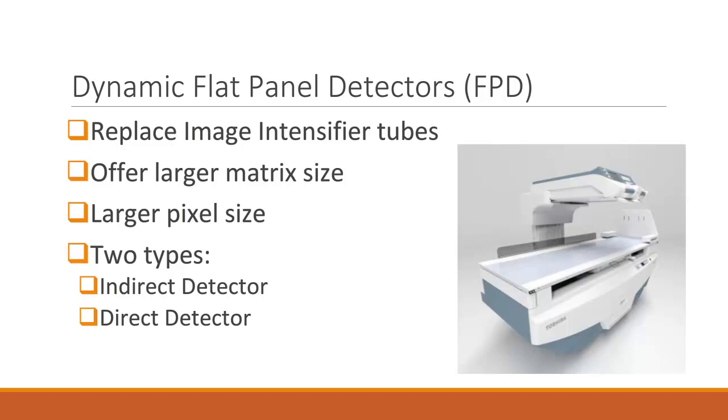The dynamic flat panel detectors, or FPD, replace the large overhead image intensifiers of conventional fluoroscopic systems. These flat panel detectors offer a larger matrix size as well as a larger pixel size. Operators can zoom in to see anatomy, which is similar to the magnification mode in conventional fluoroscopy. There are two types of flat panel detectors, indirect and direct detectors.